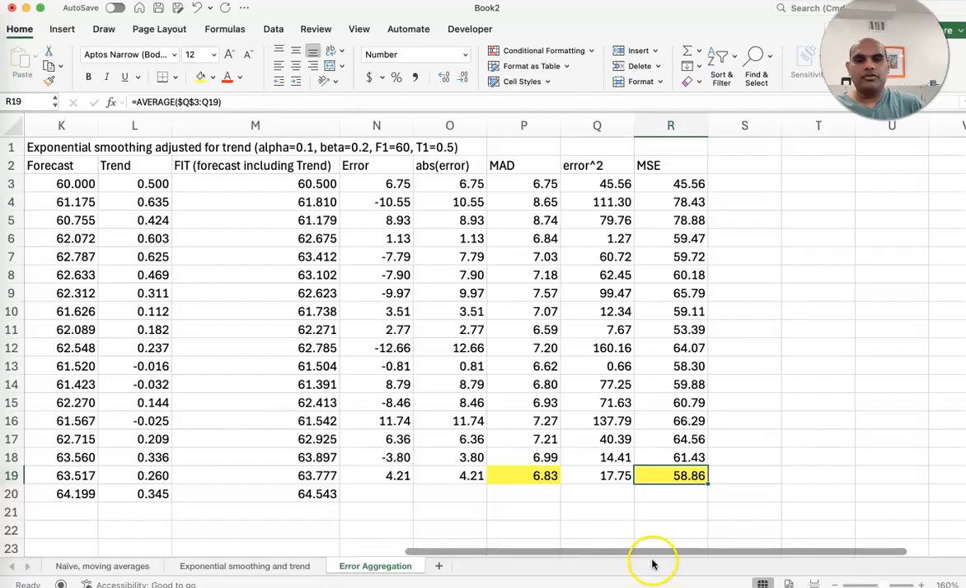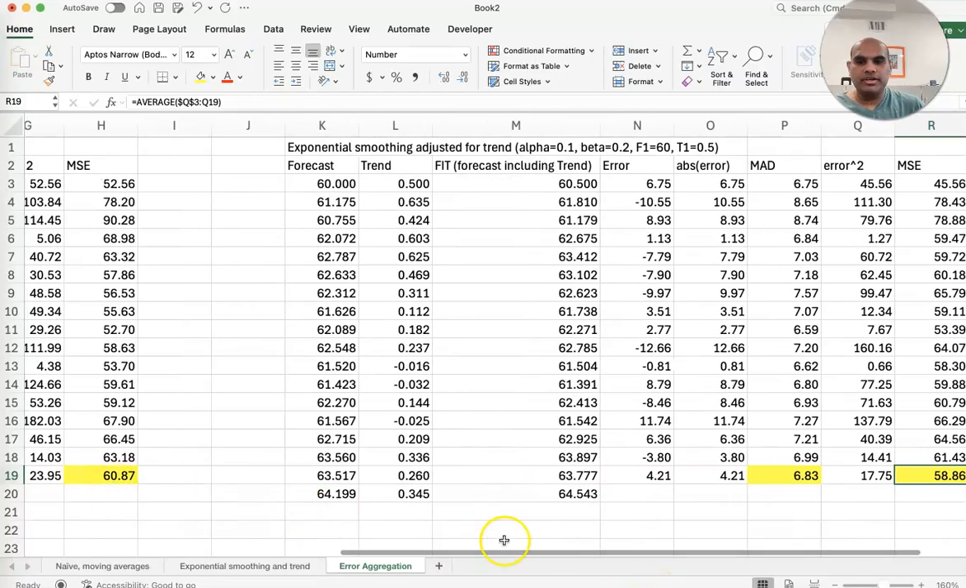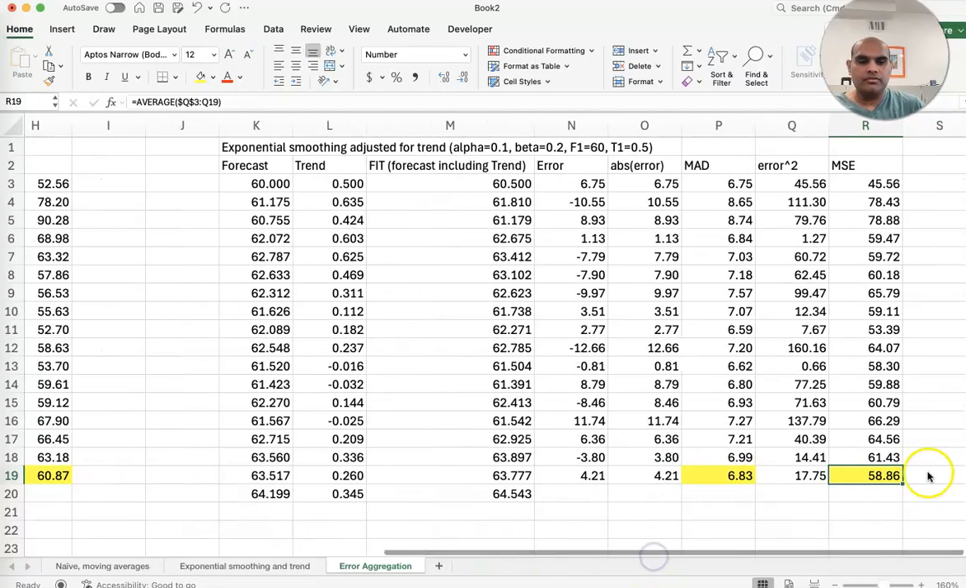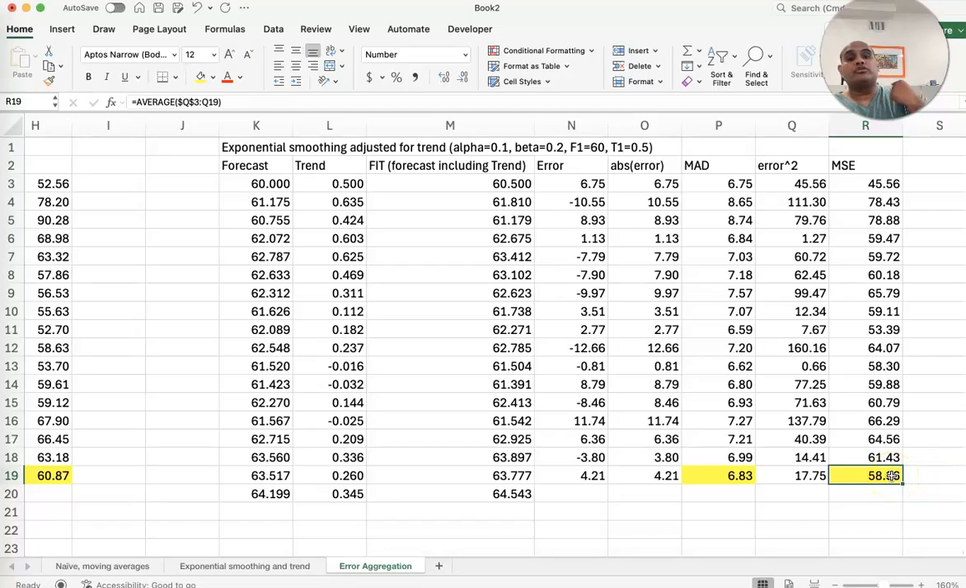So the mean squared error for the first method was 60.87. The mean squared error for the second method was 58.86. So if I was making a decision using mean squared error, then I would still pick the second method, right? Now, in this case, the mean absolute deviation and mean squared error sort of meshed with each other, but that will not always be the case.